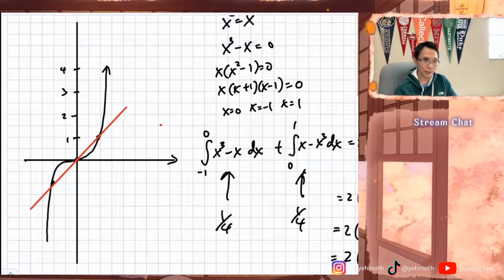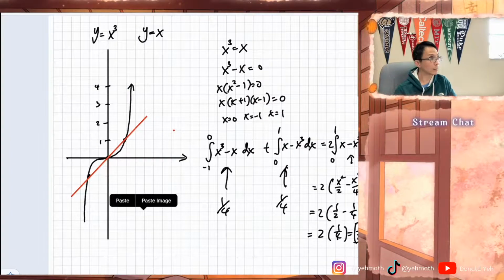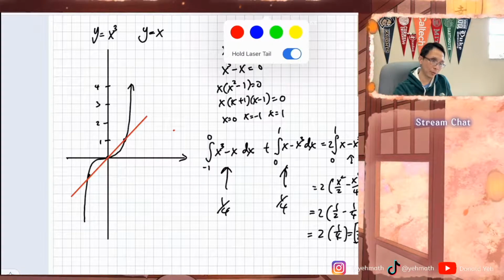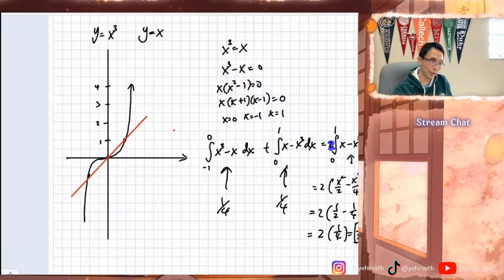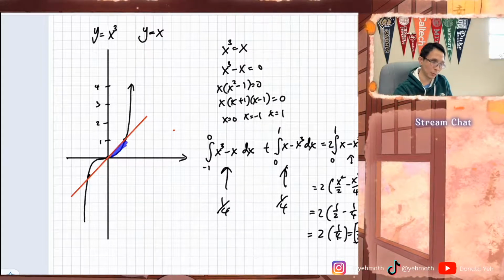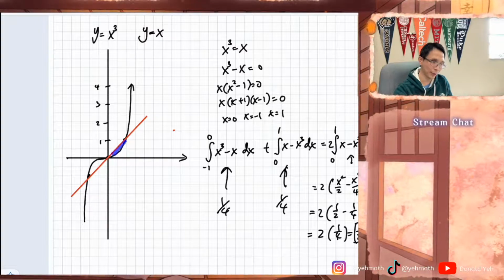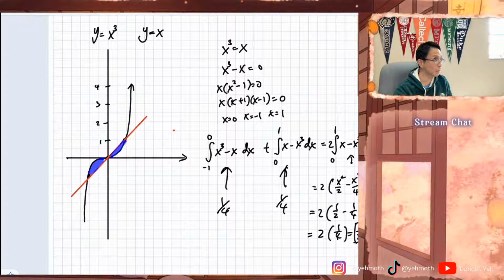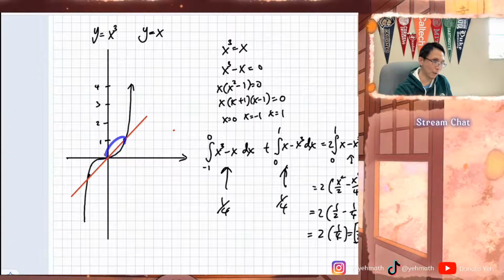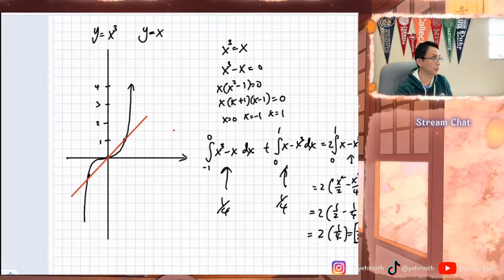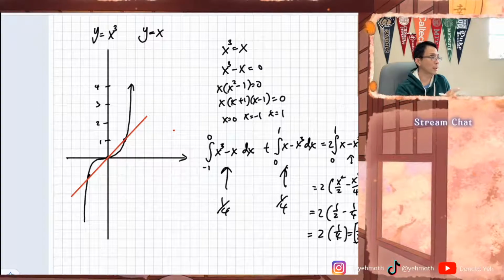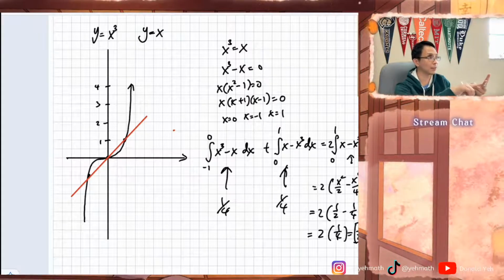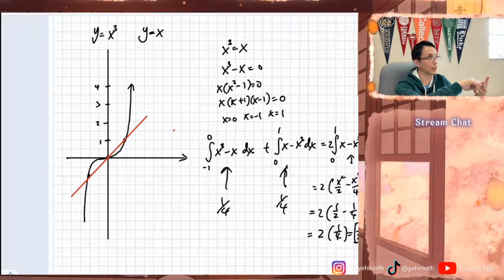Okay, so the next thing is Mr. Yang, can you explain the 2 thing again? I still don't really understand why you put 2 there. Okay, so why did I put 2 here? The 2 is just because this region, even though my graph is very crappy, is supposed to be symmetrical. So I can just do one part here and multiply by 2. Like if you have 2 leaves that are exactly identical, can I just find the area of 1 leaf and then multiply it by 2?